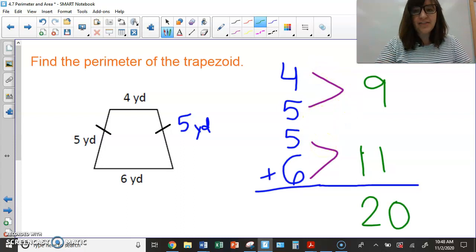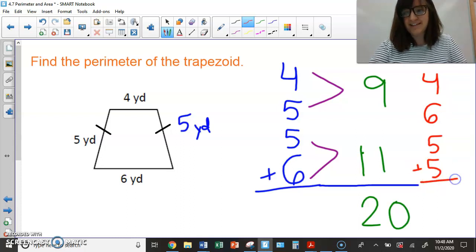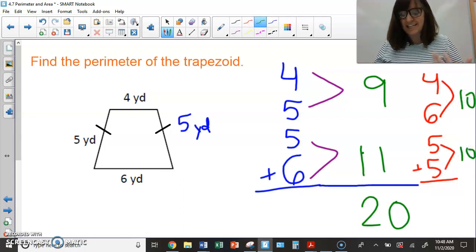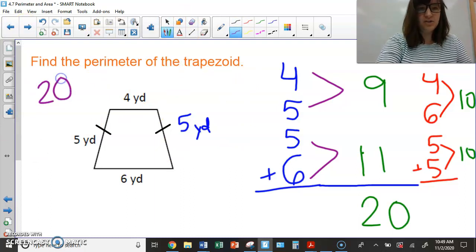And so when you have a long adding problem, you can group together. Or another even more helpful way to do that is if you had 4 plus 6 and 5 plus 5, you'd want to look for ways to make 10. 5 plus 5 and 4 plus 6 make 10, and adding 10 plus 10 is really easy to get to 20. So if you can make 10s, you should always try to make 10s, but you don't have to, okay? So our final answer, the perimeter of this shape is 20 yards.